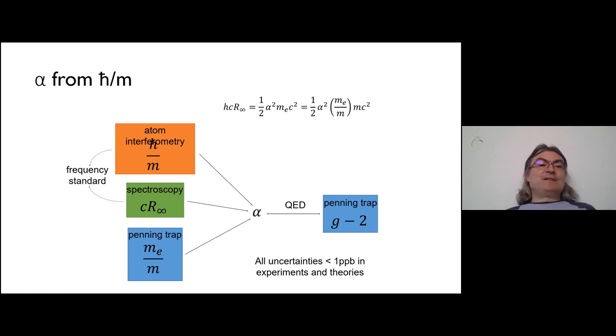What is very well known is the ratio of the electron mass to the masses of atoms, thanks to the measurements of Klaus Blaum in Heidelberg and other people. If we can measure the ratio of the Planck constant to an atom mass and combine it with the ratio of the electron mass to the atom mass, we can solve for alpha and then make the theory and experiment comparison. How to measure h over m?